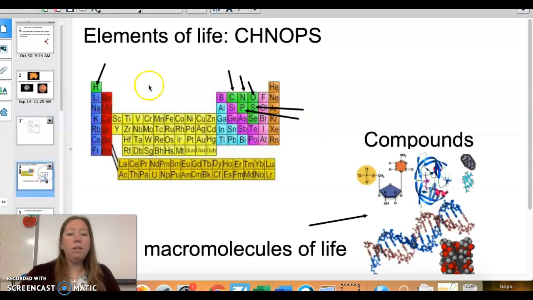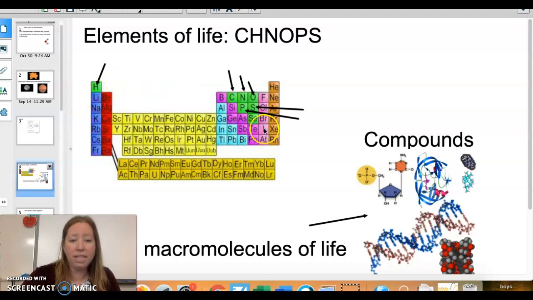All right, so then we're going to be looking at the difference between elements and compounds. Now, the elements of life, I want you to try to remember, are called CHNOPS. That's a fun little way of saying it. These are the atoms or elements that are important to life. C stands for carbon, H stands for hydrogen, N stands for nitrogen, O stands for oxygen, P stands for phosphorus, and S stands for sulfur.